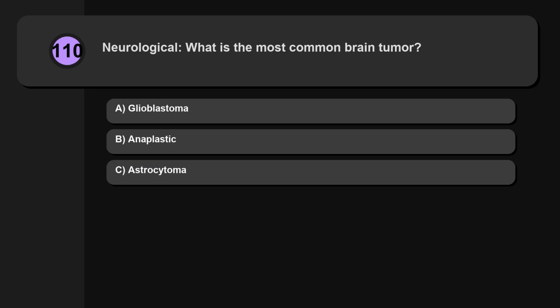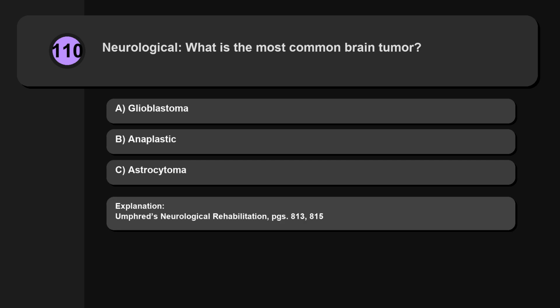Question 110. Neurological. What is the most common brain tumor? Option A, glioblastoma. Option B, anaplastic. Option C, astrocytoma. The correct answer is option C. Umphred's Neurological Rehabilitation, pages 813, 815.